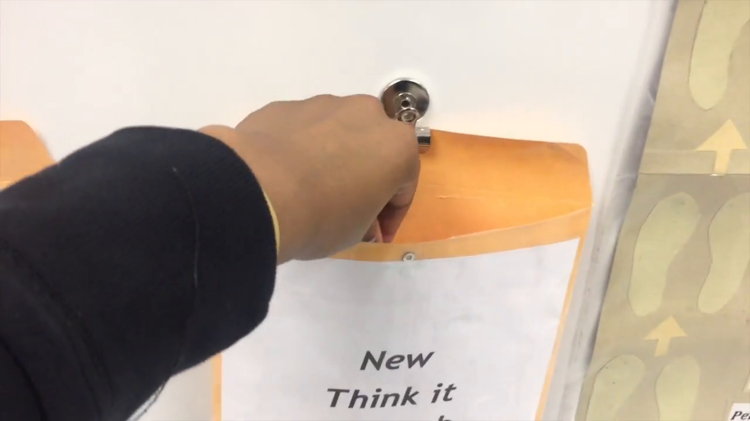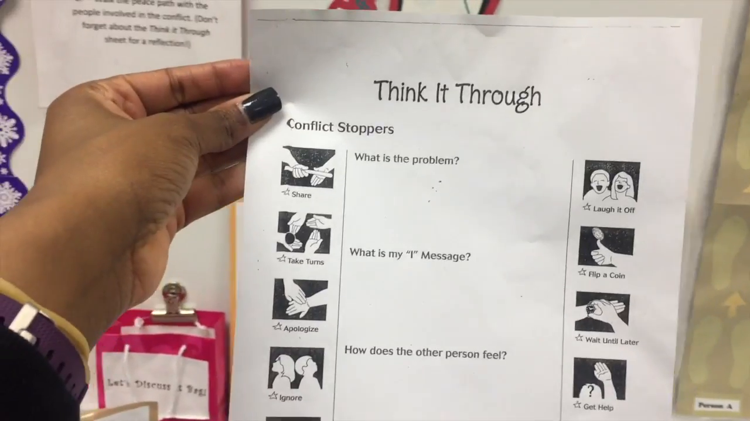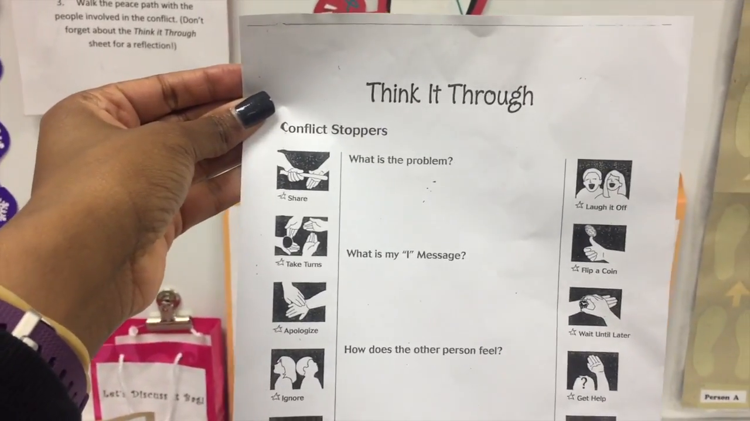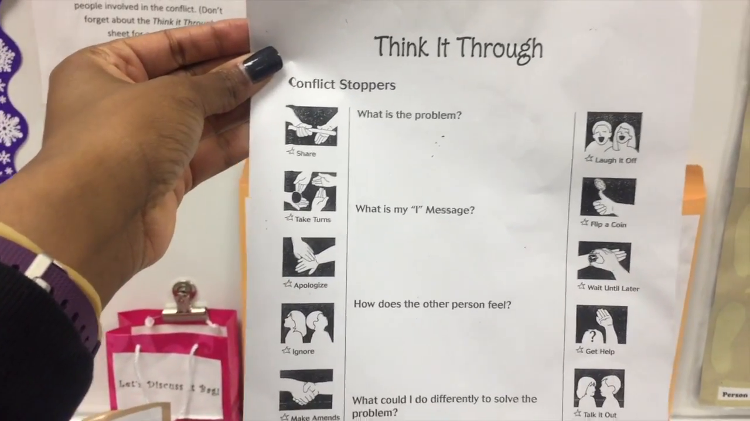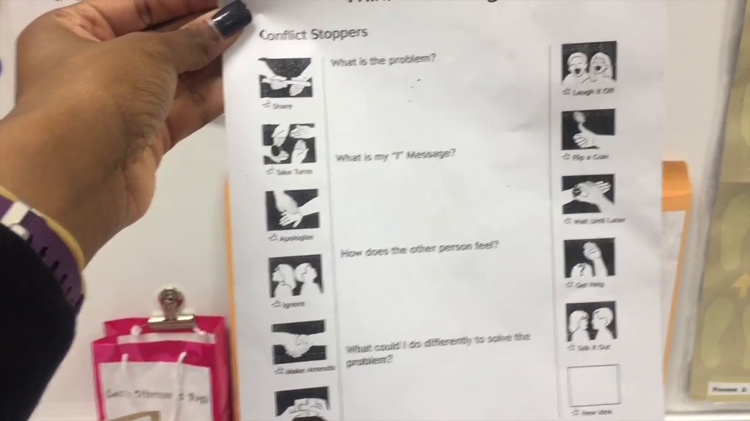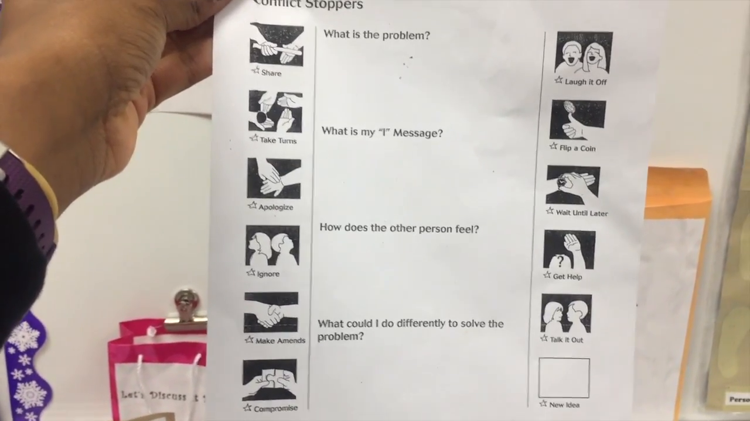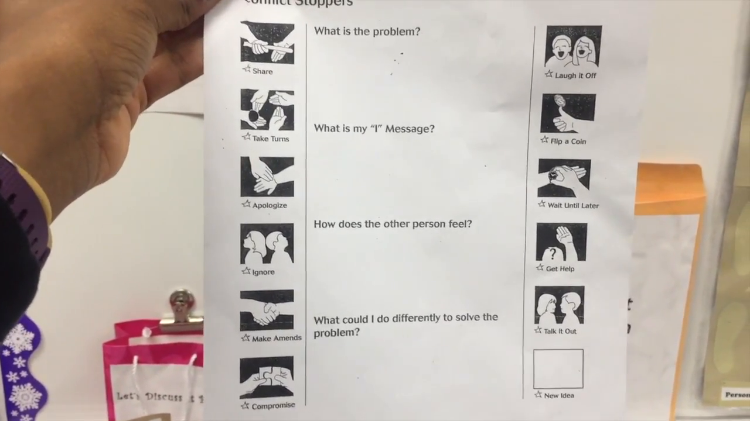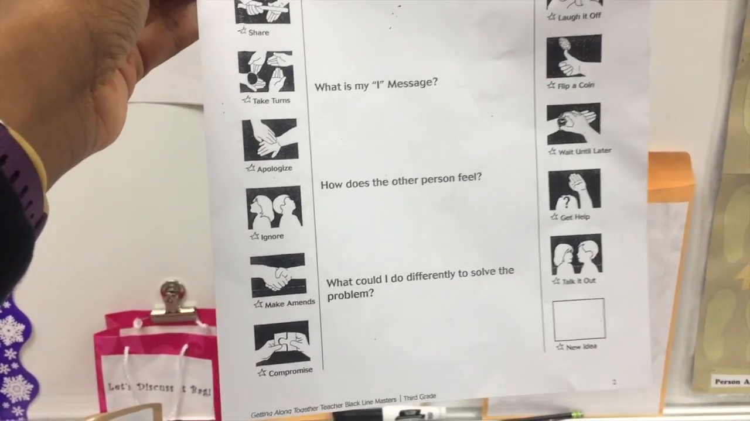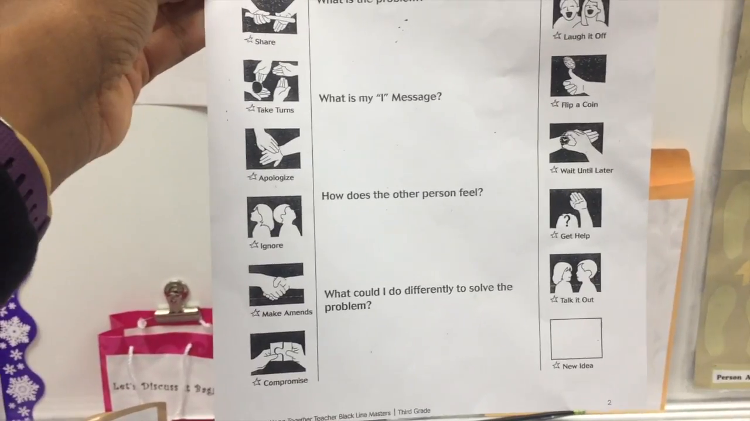What happens is the kids, when they go through the Peace Path, will need to grab a Think It Through sheet. On this sheet, you can see some conflict stoppers. When they're together, they can fill out what the problem is, what my I-message is that I use to tell them there's a problem, and how the other person feels. If you're doing the Peace Path, the other person is talking about their feelings, so you know how that person feels. And then, what can I do differently to solve the problem?